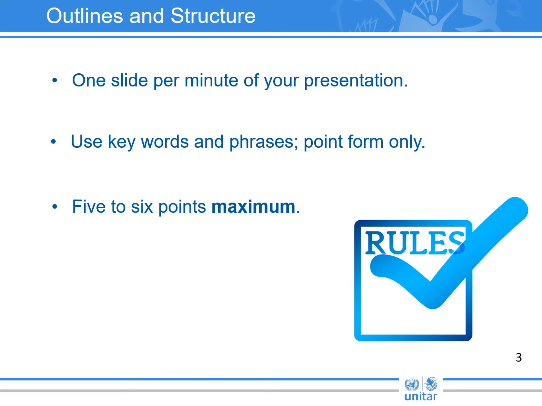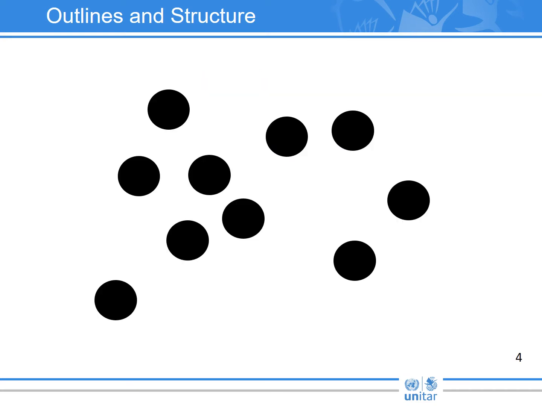And you want to do 5 to 6 points maximum on a slide. Now I want to show you and prove to you why this is the case. How many dots are on this slide? Quickly count them up. Takes the average human about 1.5 to 2 seconds to determine there are 10 dots on this slide. Here's the next one.